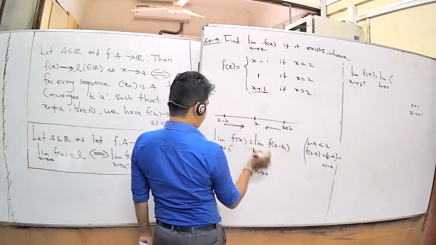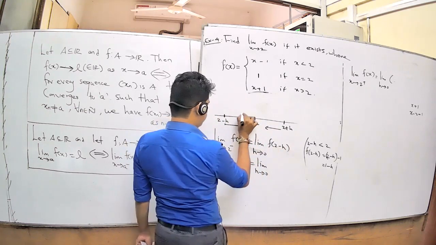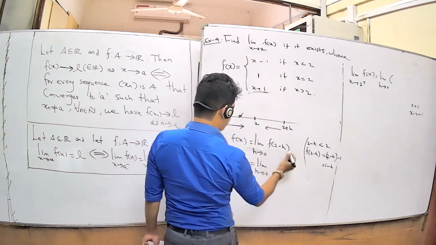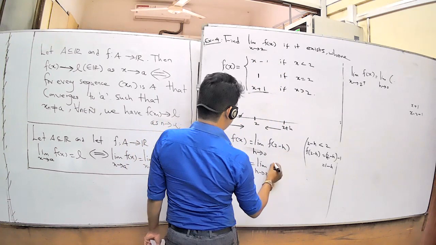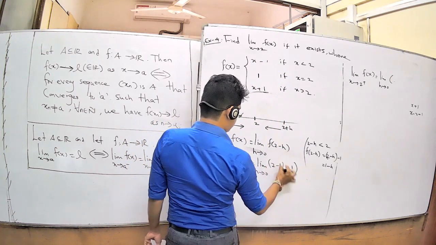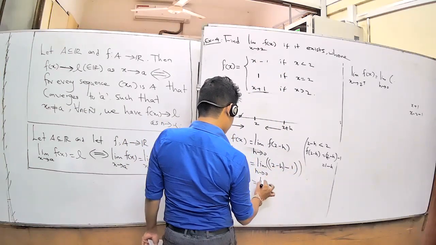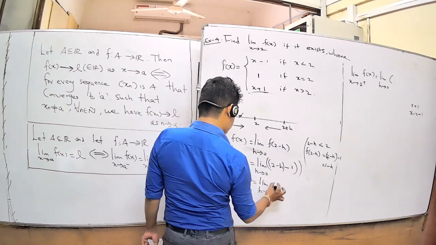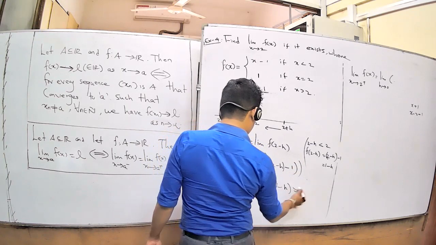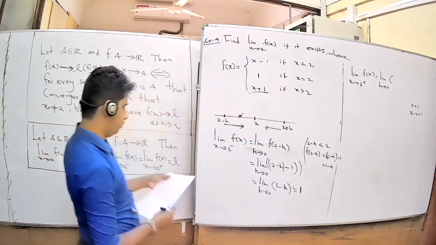Here, this case is less than 2, so the x minus 1 function is defined. Therefore, f of 2 minus h means x is 2 minus h, minus 1. Then 2 minus h minus 1 means we get limit of h tends to 0 of 1 minus h. Suppose you take the limit, you get 1.